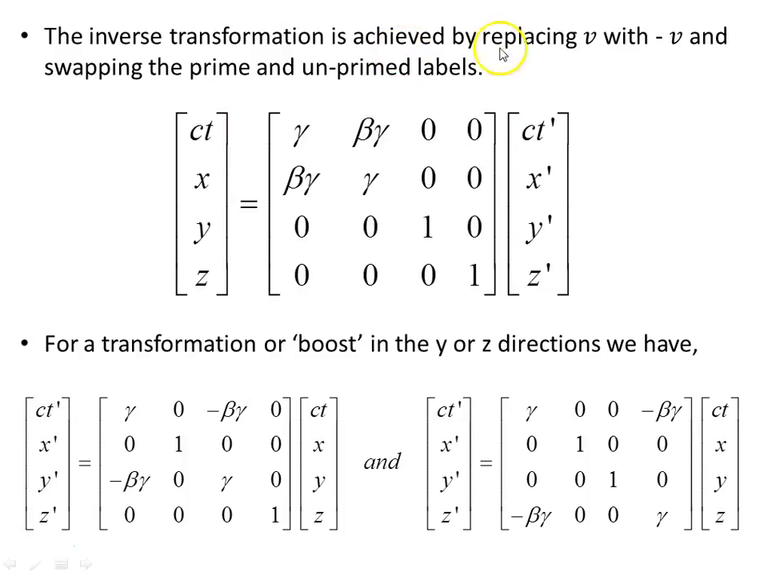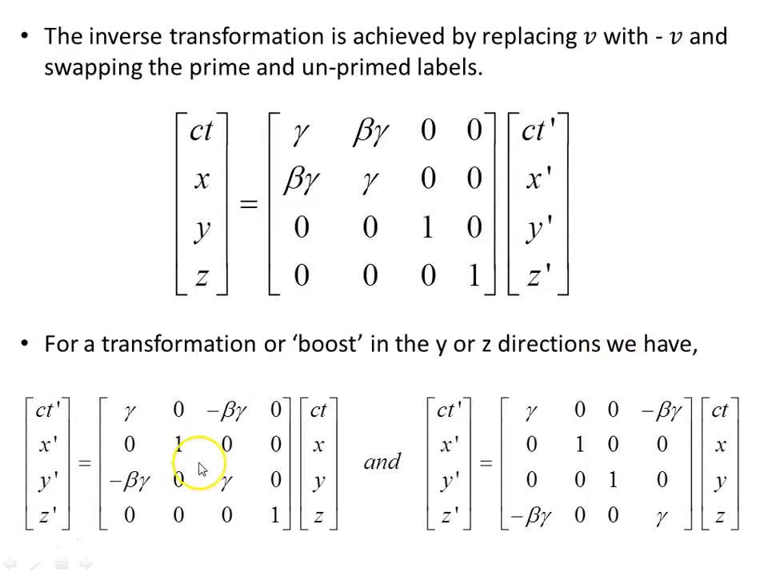The inverse transformation is achieved by replacing v with minus v and swapping the prime and unprimed labels. So this is swapped around. Remember that was minus beta on the previous page here. That's been swapped. That's now become plus.